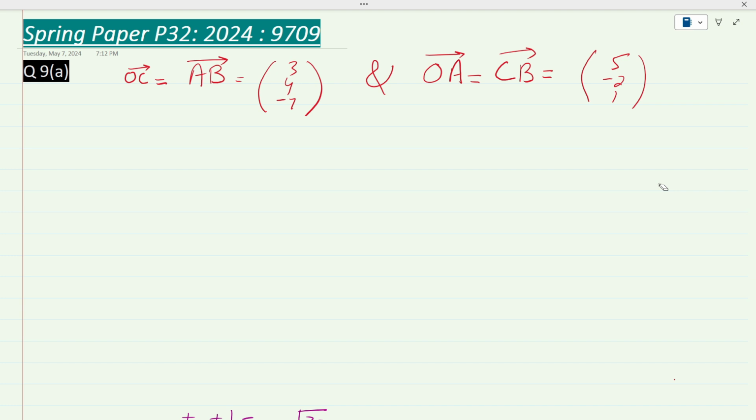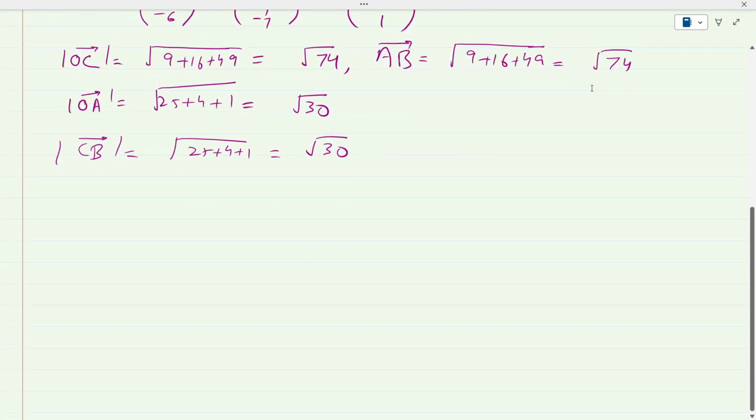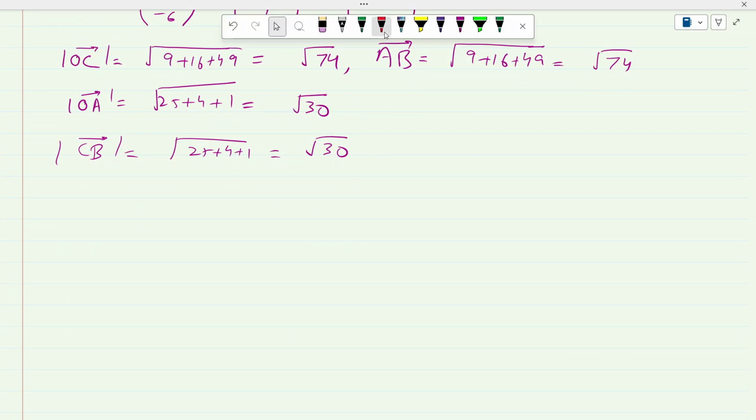We don't have to find the lengths as the vectors are exactly the same, but you can also find it. Next we have to prove that the adjacent angles are 90 degrees. For that method, we have to find the dot product of the adjacent vectors. OC is adjacent to OA, which means their dot product should be 0. Let me change the color for that method.